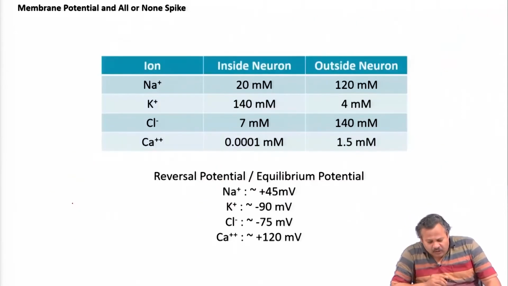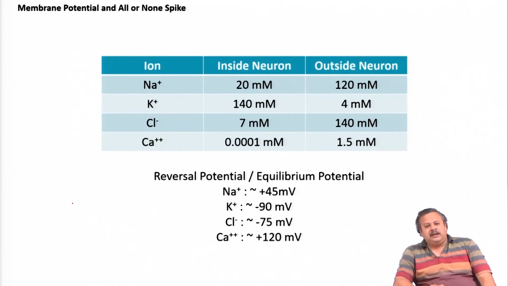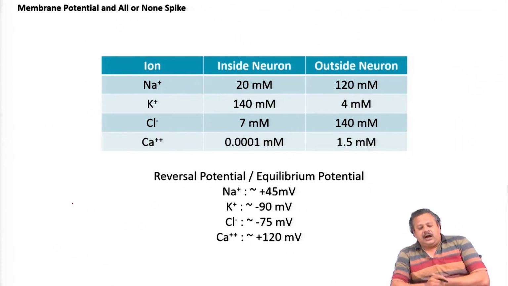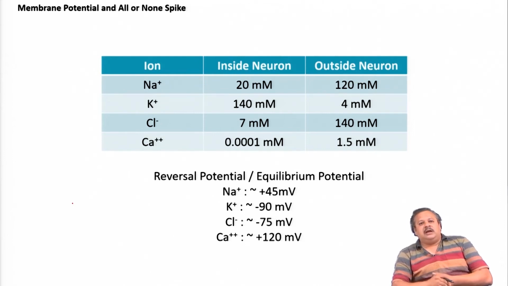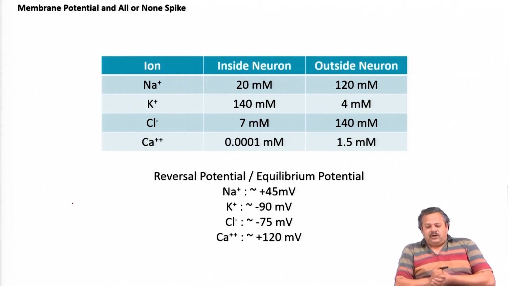So the concentrations inside the neuron for sodium, potassium, chloride and calcium are approximately the values given here, that is 20 millimolar for sodium inside and 120 millimolar for sodium outside. Similarly, the concentration of potassium is extremely high inside the neuron, and it is low outside the neuron. So sodium and potassium have the exact opposite nature of their chemical gradient.